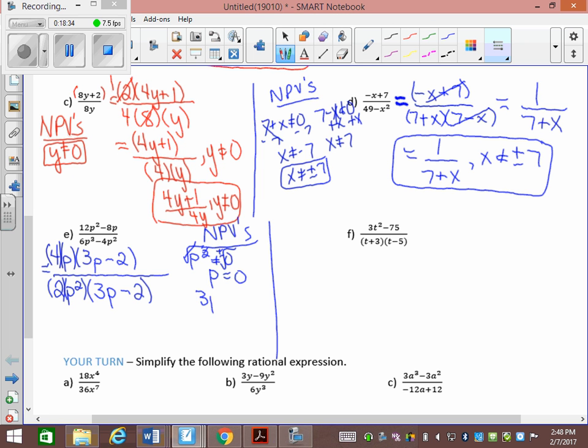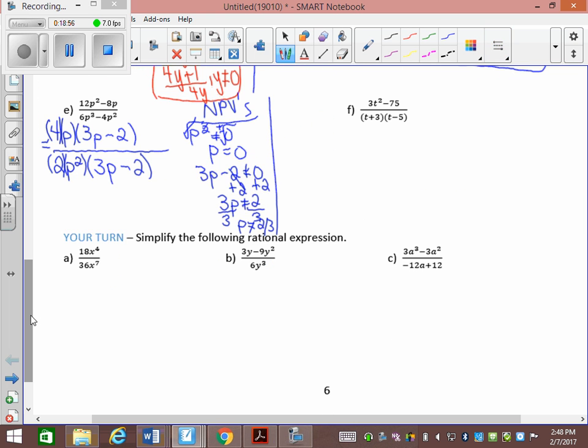Okay? And then 3p minus 2 can't equal 0. Add the 2. 3p can't equal 2. Divide by 3. P can't equal 2/3. Now that I have my non-permissible values stated, so my non-permissible values are p can't equal 0 or 2/3, then I can cancel. 3p minus 2 matches exactly on the bottom and the top, so it cancels.